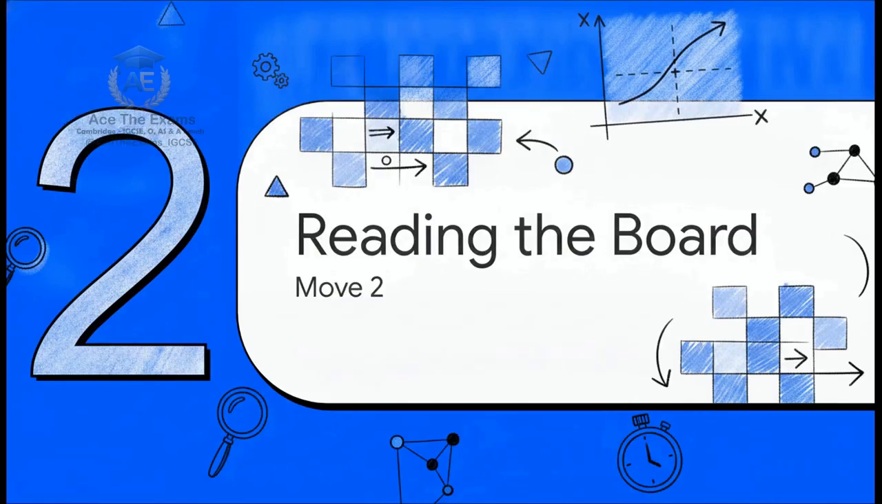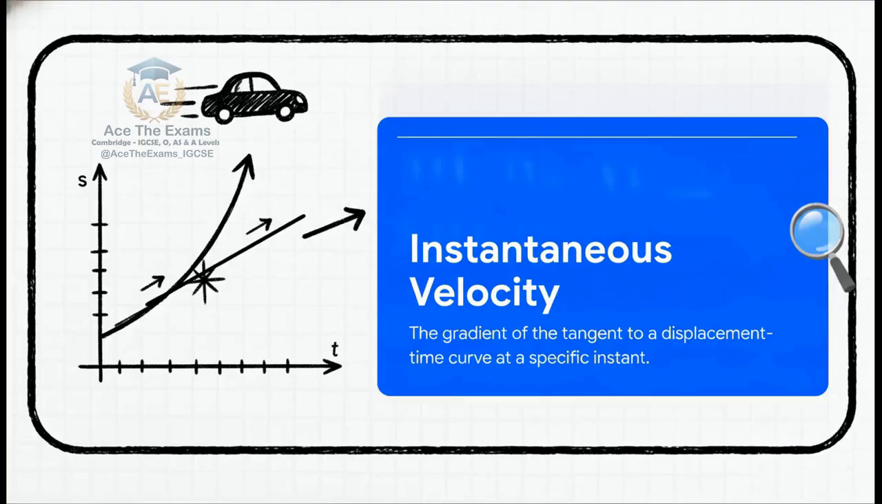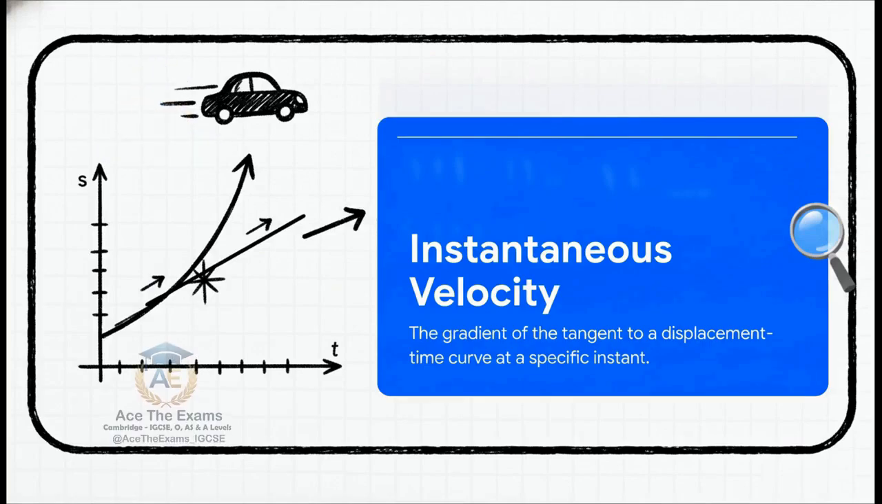Moving right along to move 2, reading the board. Okay, so sometimes an object isn't just moving at a nice, predictable, steady pace. Sometimes it's accelerating. And when it accelerates, its displacement time graph isn't a straight line anymore. It's a curve. So the absolute crucial question for your exam is, how do we find the velocity at one exact, precise moment in time on a curve? We can't just take an average.